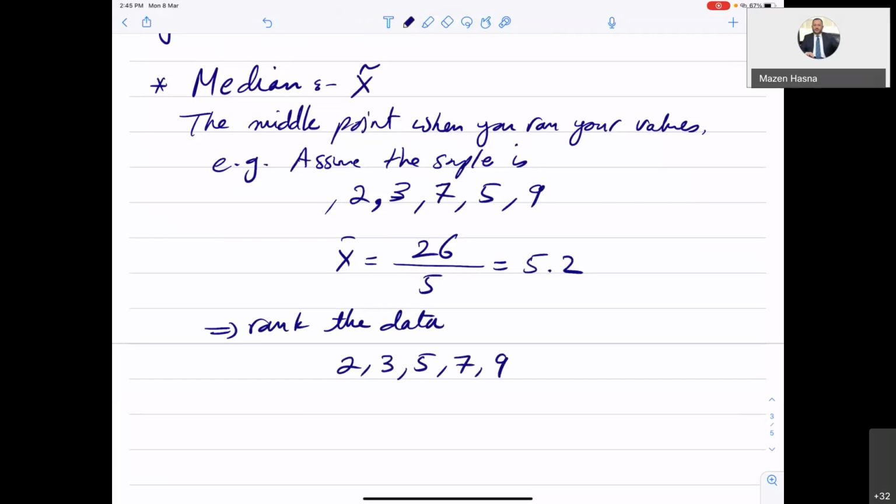So it's 2, 3, 5, 7, 9. What is the middle point? Middle point is this, right? So X bar, X tilde is 5.